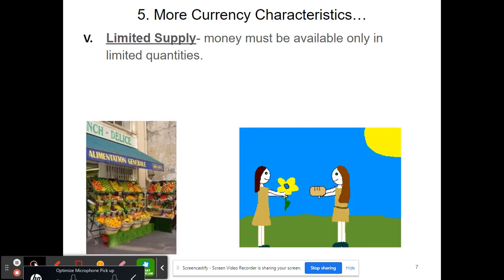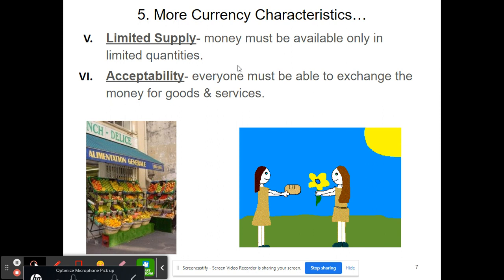So limited supply. Money must be available only in limited quantities. So basically, they don't just keep printing money, or when they print money, they actually destroy some money. Why? If you have too much money in circulation, it'll devalue the money. You'll create inflation. It's not good.